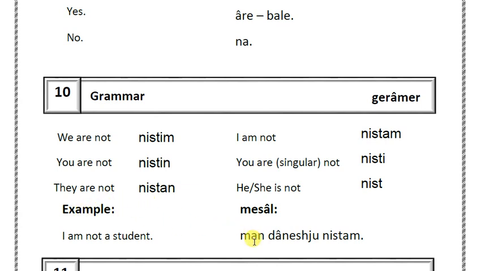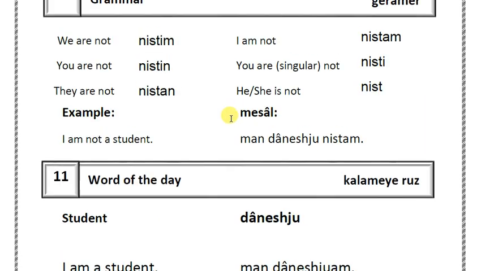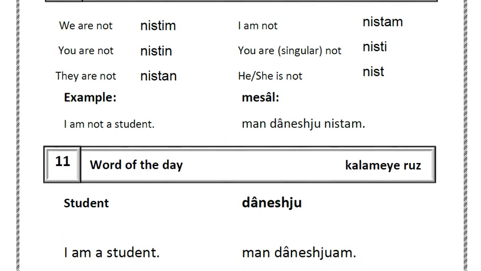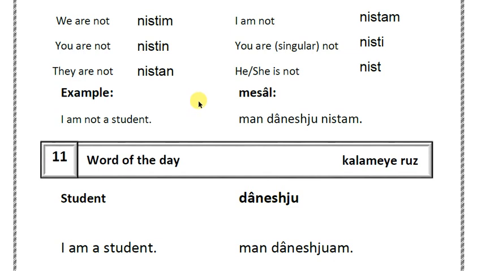One example here. من دانشجو نیستم. دانشجو means a student. نیستم. I'm not a student. من دانشجو نیستم. Next part, the word of the day. Also, we have the word of the day. That's very convenient. It's very interesting to learn one word that we had in the conversation in this example. دانشجو. دانشجو means a student.